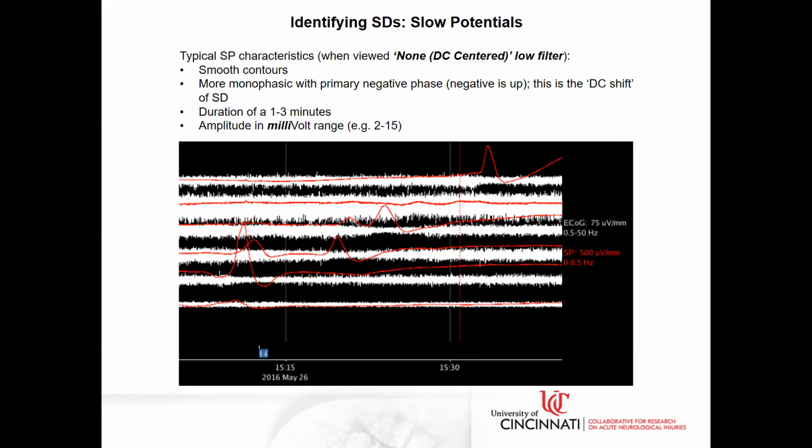Other than that, it's about the same duration of a few minutes, and it should also have very smooth contours. And again, because when you change these filters, the display range is going to change, these waves are going to be much larger with the DC centered display. You will also have to change your sensitivity settings to accommodate that. And these settings are always shown at the right, so always check those if something isn't making sense.